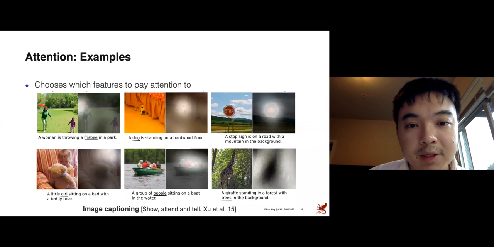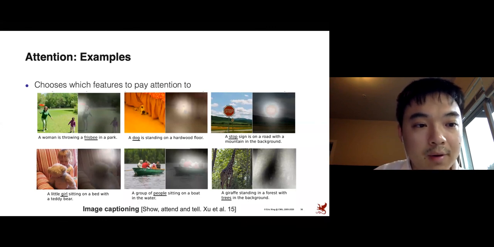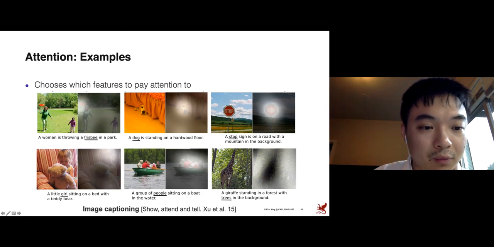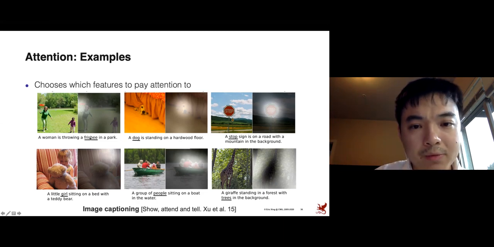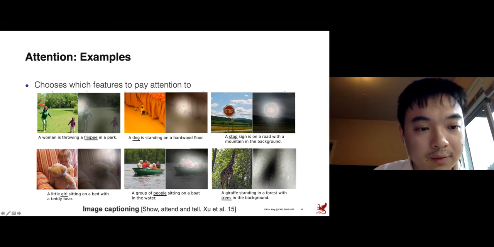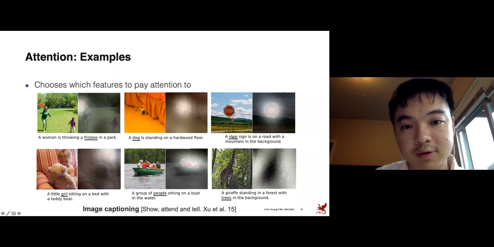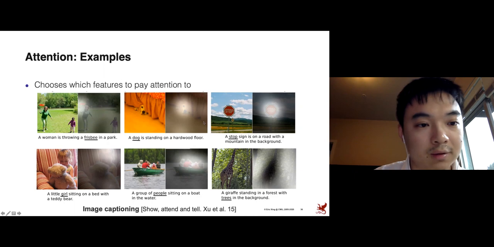So first let me give an example of this attention. Here the task is image captioning. Given an image, we want to generate a sentence to describe the image. When we generate the token frisbee, we as humans have attention: we attend to this particular part of the image, and based on this we come up with the token frisbee. Similarly, the token stop is describing this particular region of the input image. So this is called attention.